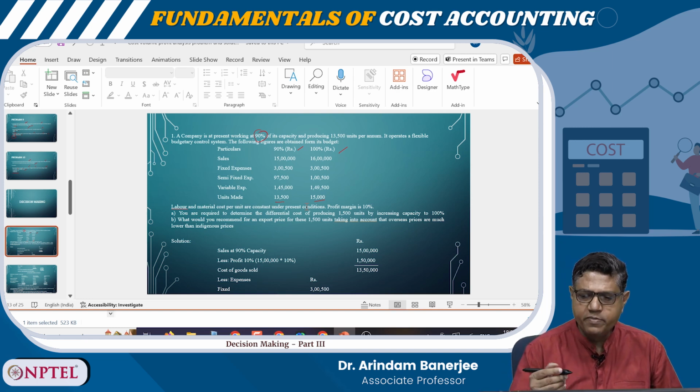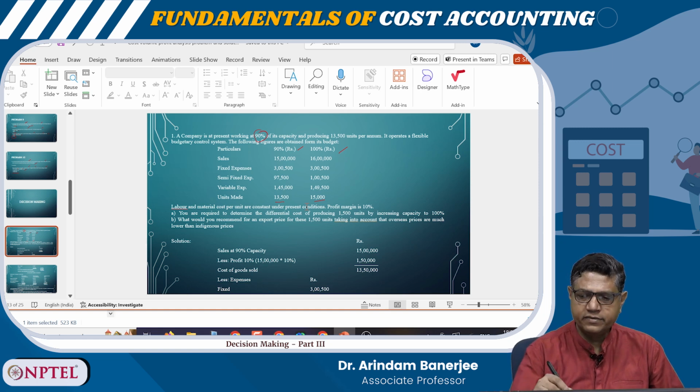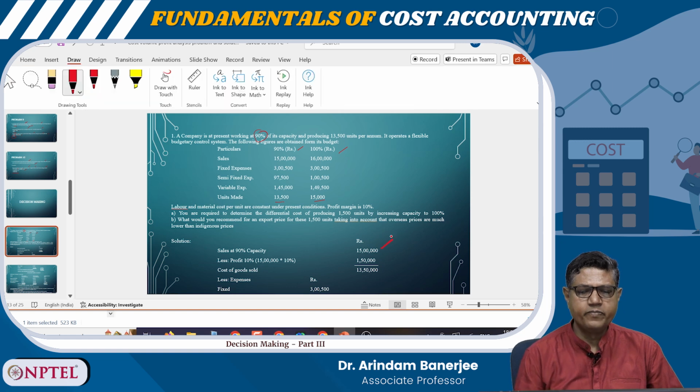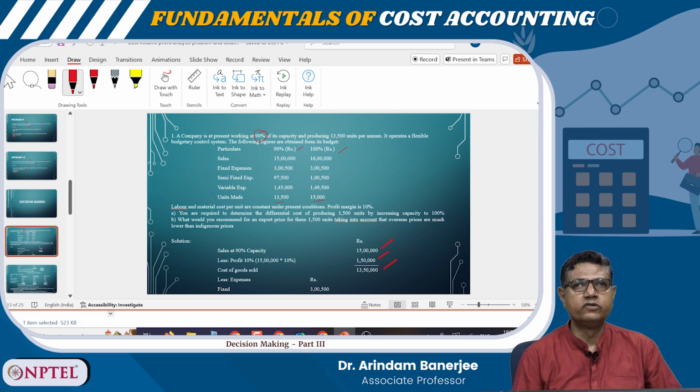Sales at 90% capacity is 15 lakh. Less profit 10%, so it is 15 lakh into 10%, that is 1 lakh 50,000. So, cost of goods sold is coming to 13 lakh 50,000.